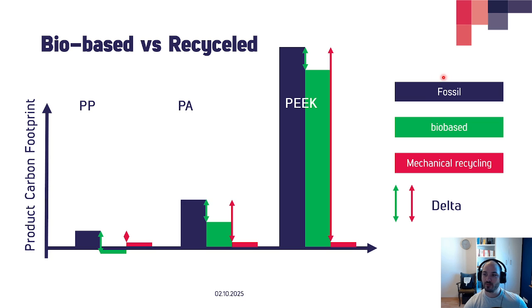And now we have the fossil cradle to gate product carbon footprint. For polypropylene, you find different numbers depending on the manufacturer, but usually around 2 kilograms of CO2 per kilogram of plastic. For polyamide, I think the value you find the most is 6.6 kilograms of CO2 per kilogram of plastic for a fossil-based one. And then PEEK is everything between 20 and 25 kilograms. So a very, very high environmental footprint per kilo.